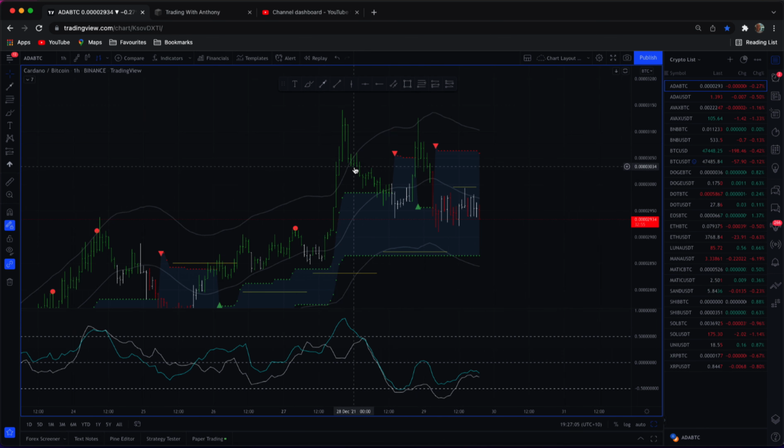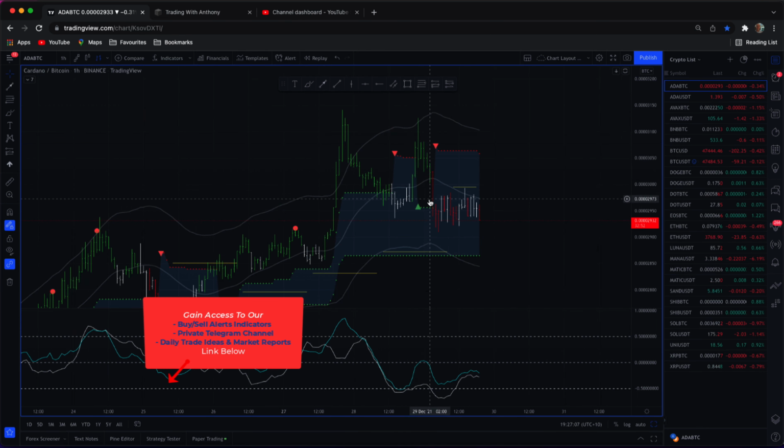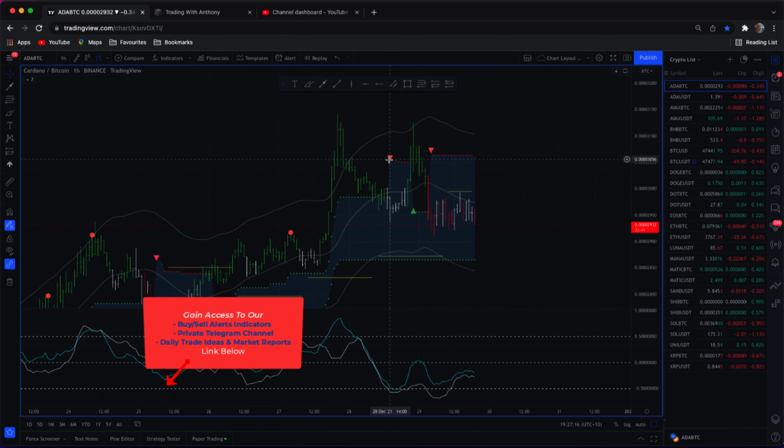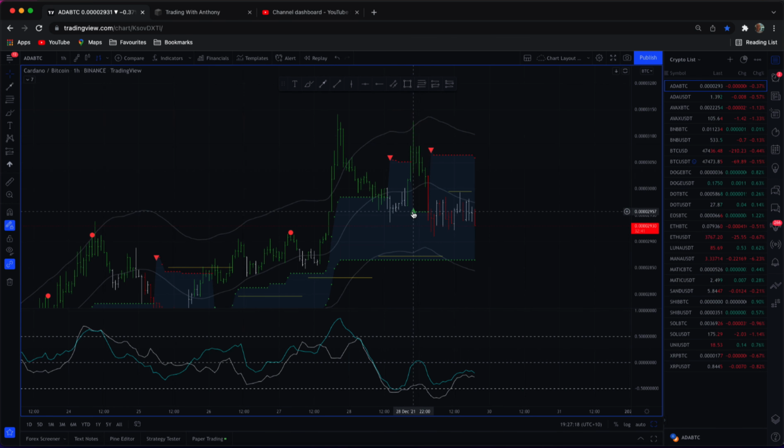Stay tuned. We've got some really exciting changes coming to the indicators shortly, over the next week, 2 weeks. We're going to be looking at trading the triangle signals. We'll be using the crypto strength indicator.